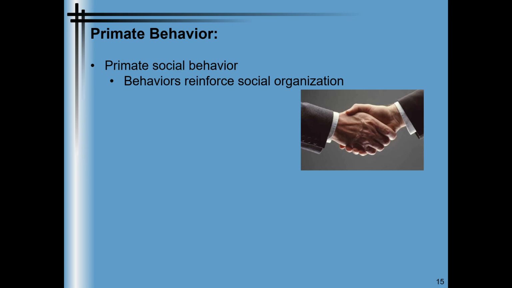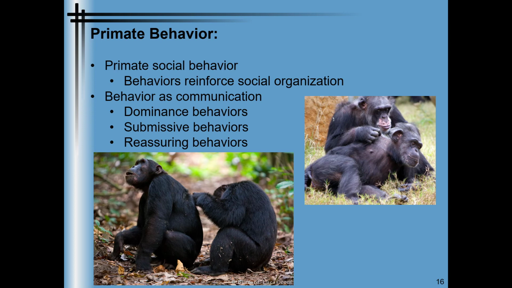So let's think about behavior as communication. It's very important and universal among all animals to communicate. Intentional behaviors that communicate things include gestures, facial expressions, and vocalizations. So we have dominance behaviors, which can be seen as threats. This can include staring, exposing your canine teeth, bobbing back and forth, and branch shaking.